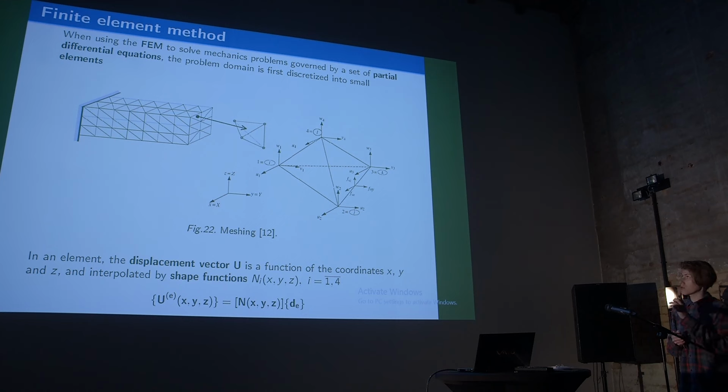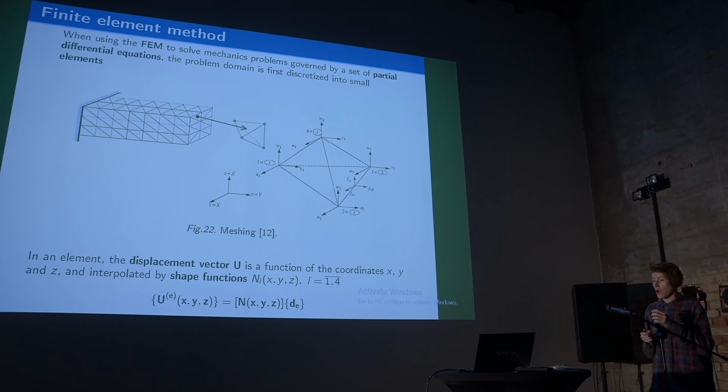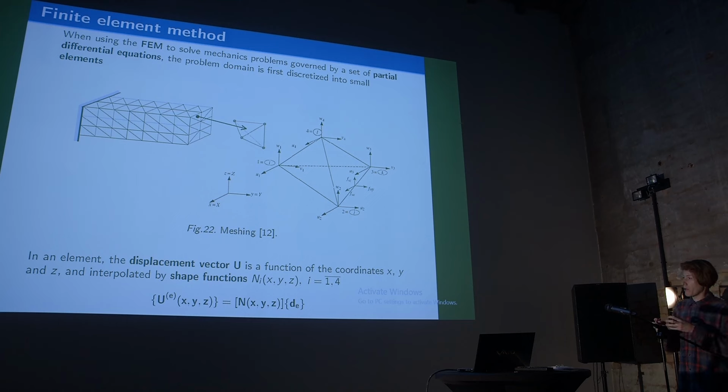So what is the main point of this method? We can discretize our system into small pieces, small elements, and try to use a simple solution for these elements, and then we can use these simple solutions for the whole body.